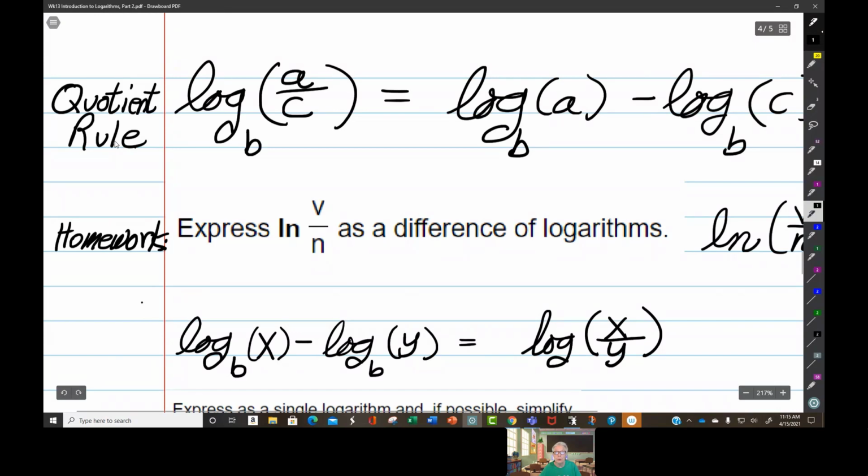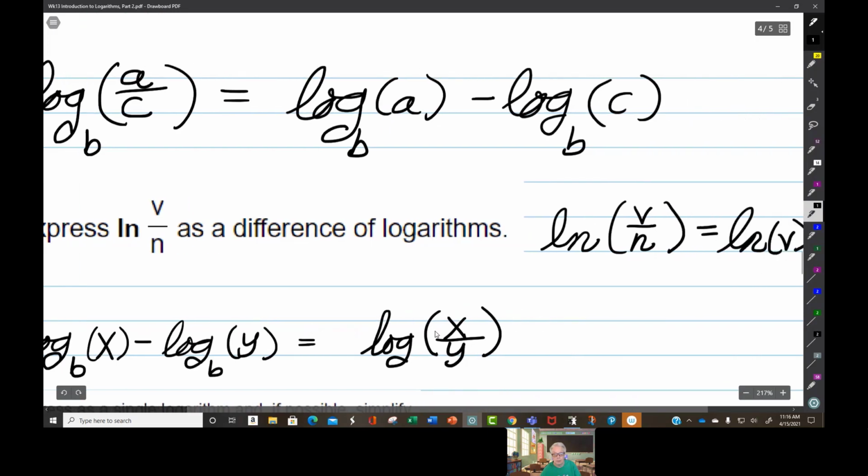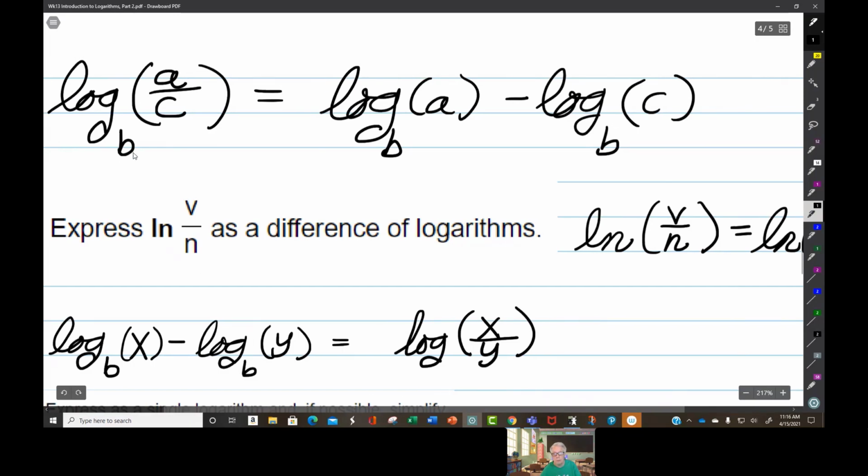Okay, now we have the quotient rule of logarithms. Quotient means you're dividing. And here, if you have a log to any base of a number over a number, or a variable over a variable, that becomes a subtraction problem. Log base b of a minus log base b of c. So if you have log base b of a over c, that's log base b of a minus log base b of c.